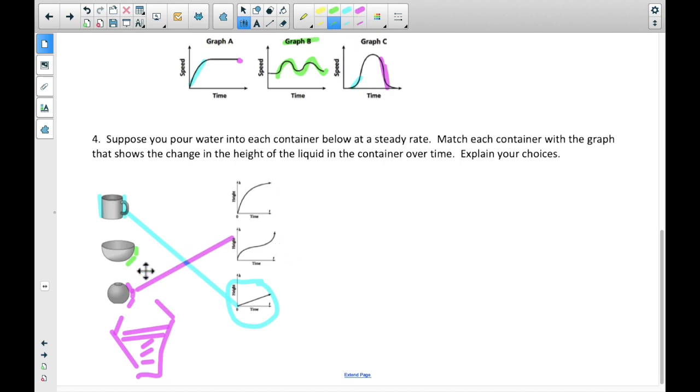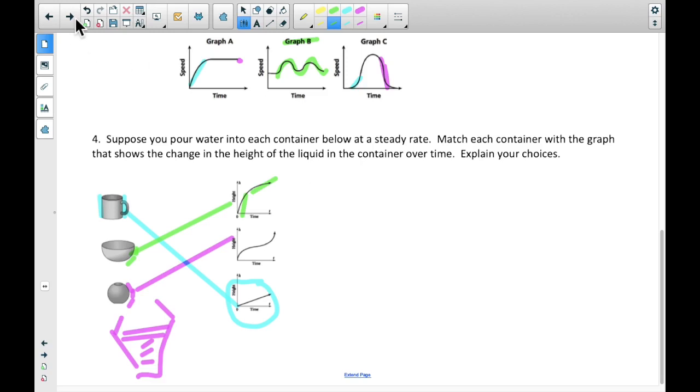Now we're left with this one, so let's just make sense of it again. Again, since it's a smaller space down here, it's going to fill up faster. And then when you get to the top, it's a wider space, so it's going to be slower. And so this is the faster portion, and this is the slower portion.